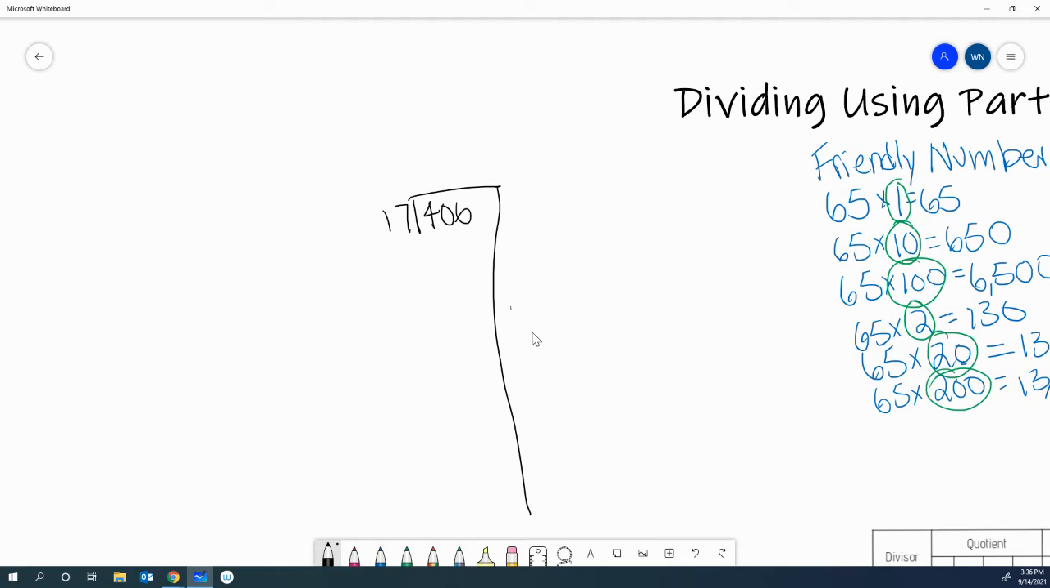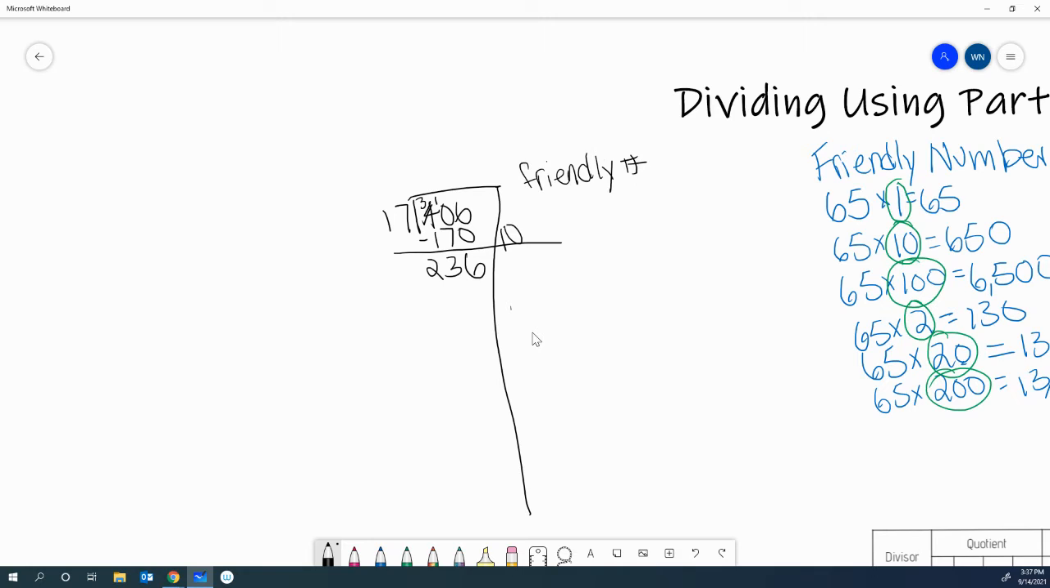Let's use our friendly numbers. So I want to pick a friendly number that I can multiply by 17 to get me kind of close to 406. I'm going to go ahead and just pick 10. I think I might have been able to pick 20, but I'm going to start with 10. 10 times 17 is 170 because you have 17 plus the 0. And I'm going to subtract. Your friendly numbers always go outside this line. And we're going to subtract. 6 minus 0 is 6. 0 minus 7 you can't do, so I'm going to borrow and get 10. 10 minus 7 is 3. 3 minus 1 is 2. I've got 236 left.